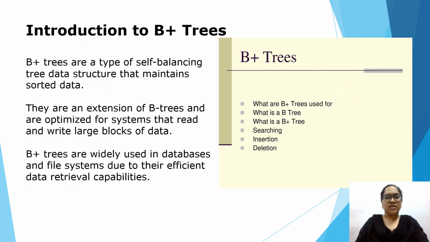So for the introduction of B+trees. Basically B+trees are a self-balancing tree data structure. This maintains sorted data, whereas in B-trees the data was not in sorted order, but in B+trees the data is in sorted order. And here we can see that they are an extension of B-trees and are optimized for systems that read and write large blocks of data. So B+trees are widely used in databases and file systems due to their efficient data retrieval capabilities. B-trees were only used in some fields, but B+trees are mainly used in databases and file systems.